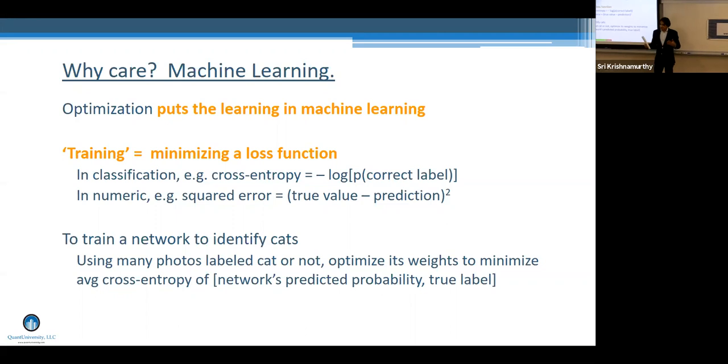And this is exactly how you would train this network. And if you do this with enough photos, and if you had the right network architecture, you'd be quite successful at identifying cats. So optimization puts the learning in machine learning, and it's literally true. It's not just a metaphor.